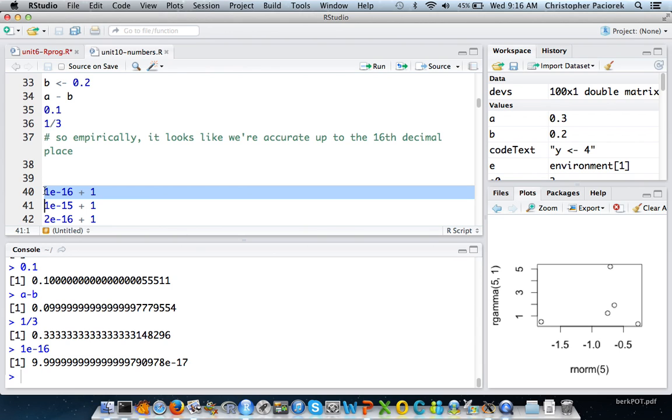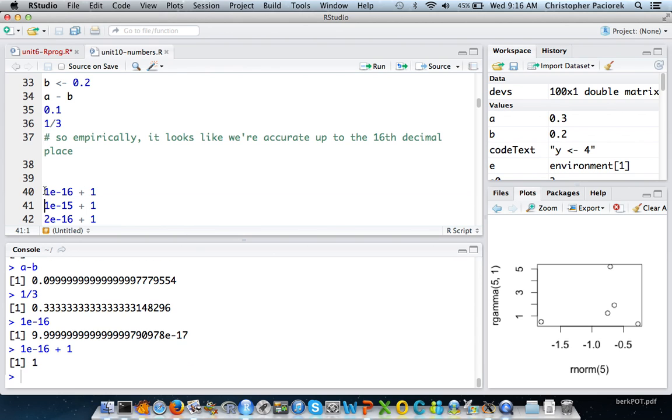So I can play games like this. I can say, what if I try and add 1 times 10 to the minus 16 to 1? What do I get? I get back 1. Okay, so I've tried to add a number to 1. I've gotten something that's not any different than 1. So I'm not accurate in doing that calculation.